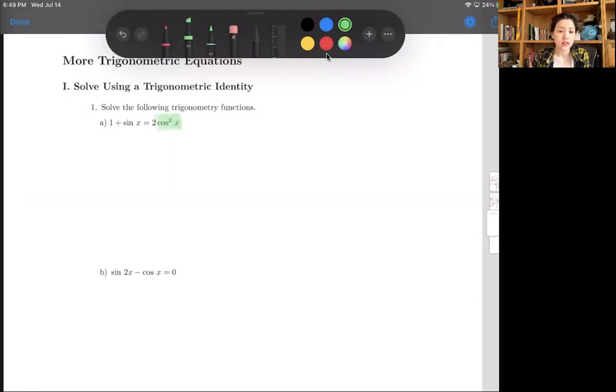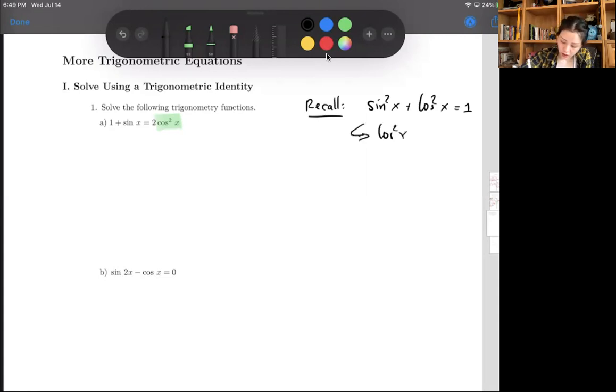If you recall the Pythagorean theorem, I have sine squared x plus cosine squared x equals 1. I want to solve for cosine squared x. So cosine squared x is equal to 1 minus sine squared x.